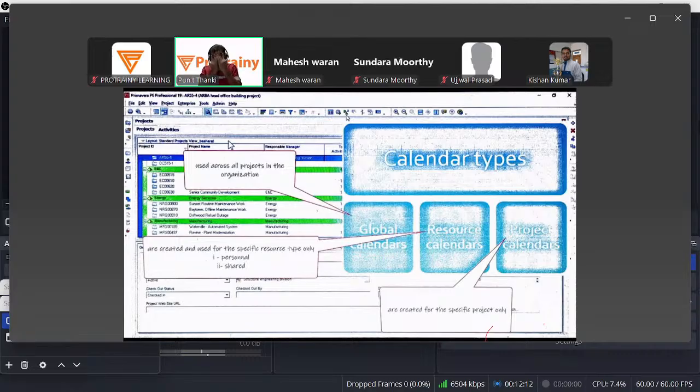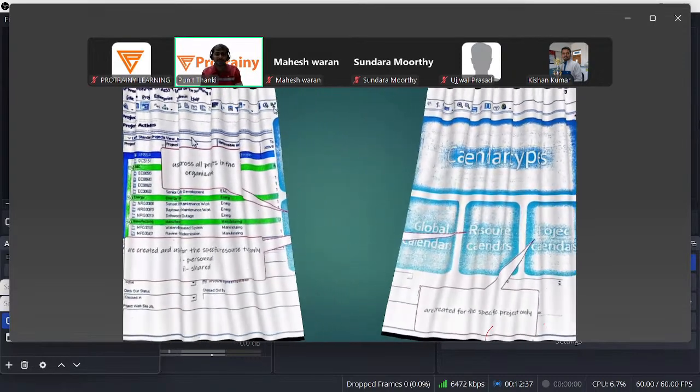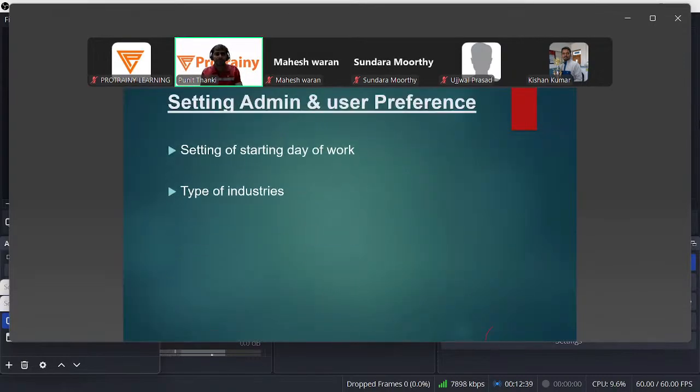There are multiple projects going on in the mechanical department, electrical department, civil department, and IT department, so different calendars are needed. Sometimes IT persons are not available on Saturday and Sunday, whereas mechanical, electrical, and operation departments are not limited to the 5-day week. They have a 6-day week. So different projects have different calendars, and different calendars need to be designed for different projects. Calendar is over. Now, admin and user preference.